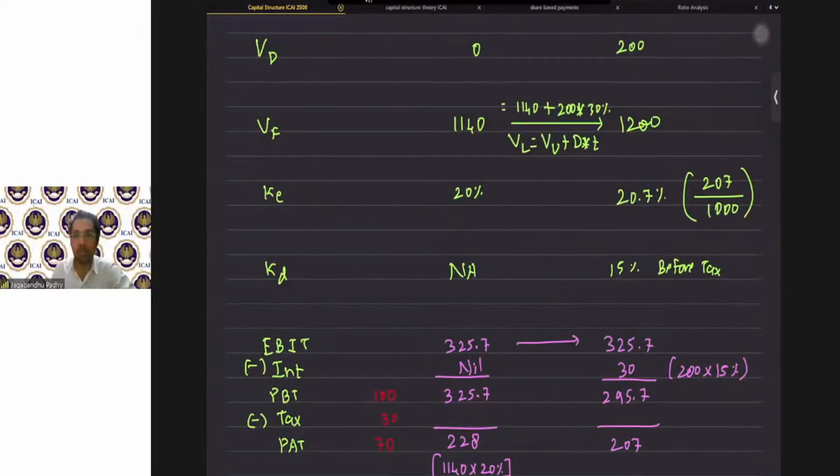Are we good with this? Value of the firm, Alok, will not be the same because it's a scenario of taxation. Tax rate is applicable, right? So it cannot be the case that they are the same. They are the same only if there is no tax applicable. When there is taxation, then you have to look at this formula: value of levered equals value of unlevered plus debt into tax.